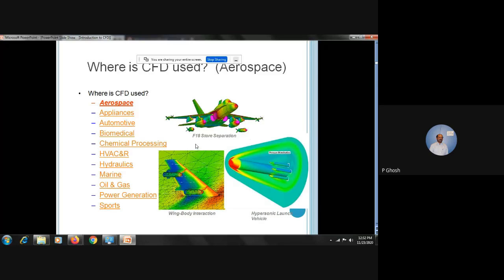Now you see here the pressure variation along the wing of an aircraft, or the hypersonic launch vehicle, where you want to see the pressure distribution. The aerospace field has lots of applications.